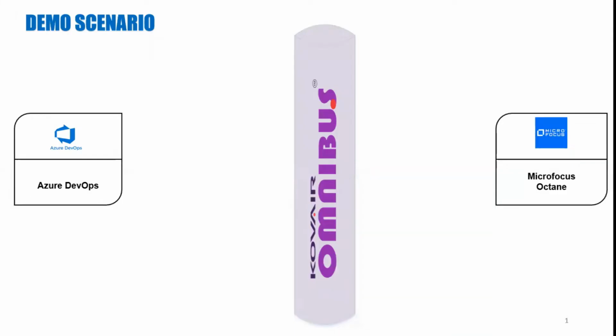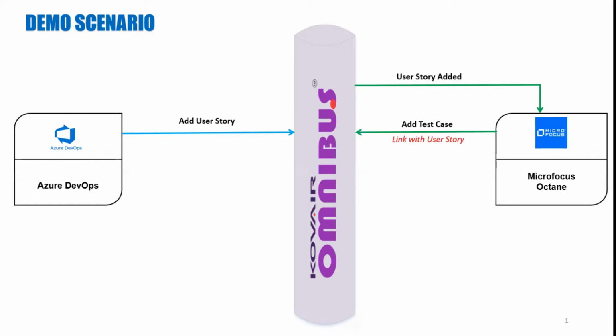As a product manager, I will be creating a new user story in Azure DevOps that will sync to Micro Focus Octane. After completion of the development process, the status of the user story in Azure DevOps will be changed to closed, and the QA team will create and run the test case against the closed user story.